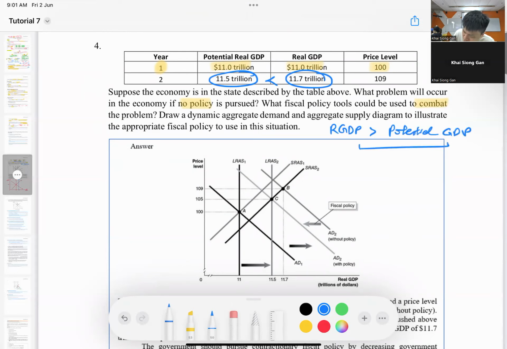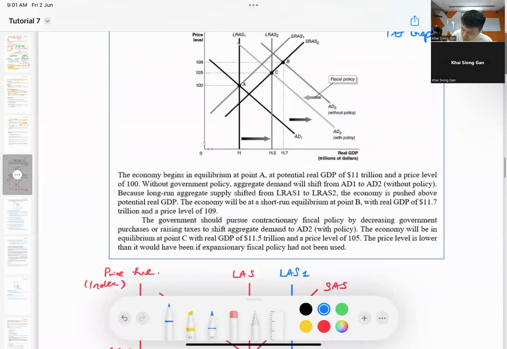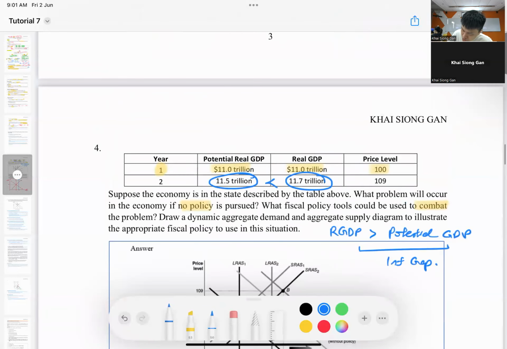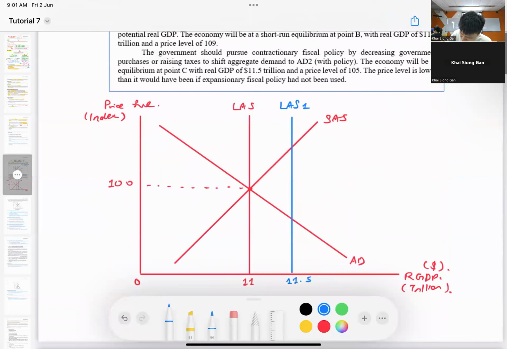So what is this situation? Inflationary gap or recessionary gap? Inflationary gap, because you produce beyond the capacity; potential GDP is your capacity. So real GDP more than capacity means inflationary gap. Real GDP is 11.7 trillion, so I have to first shift my SAS curve, and my demand curve will increase as well, because I want to form the inflationary gap.